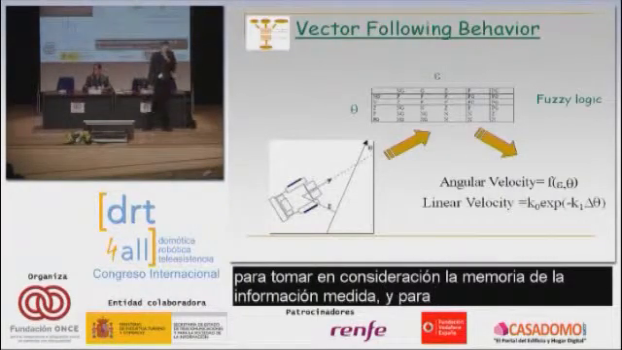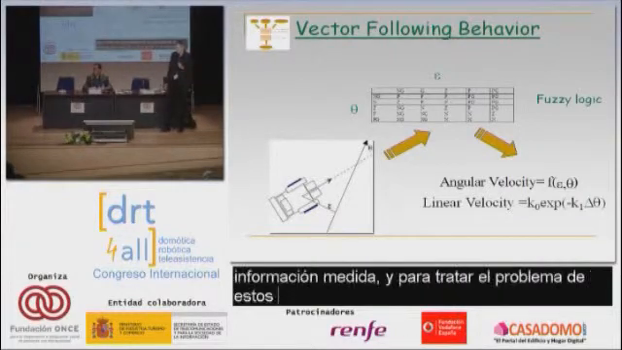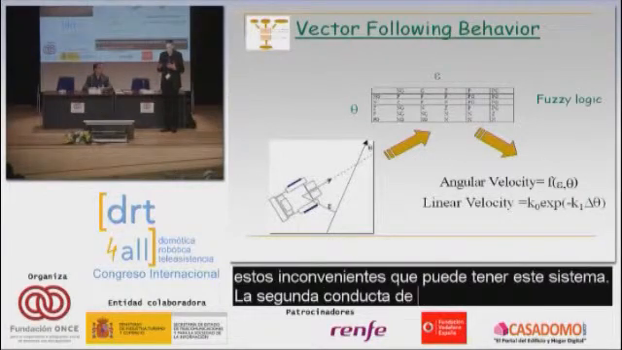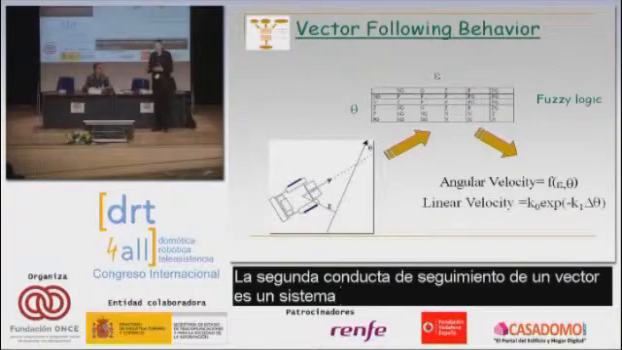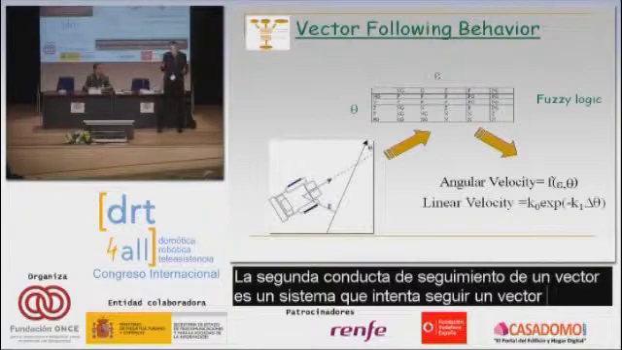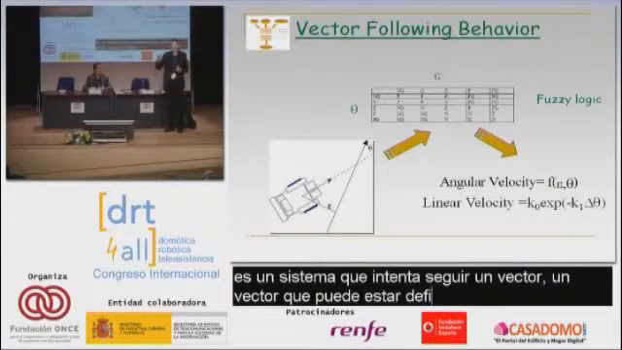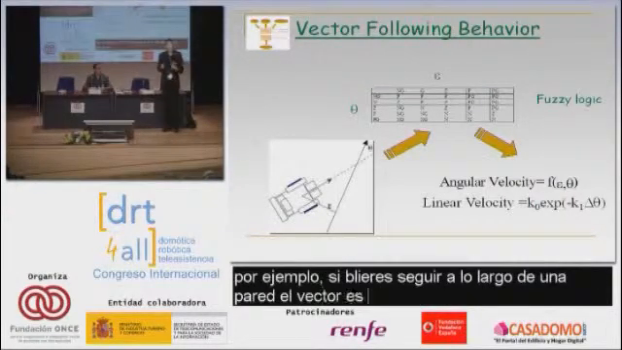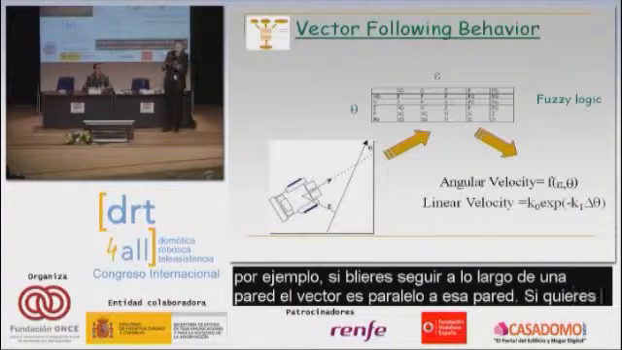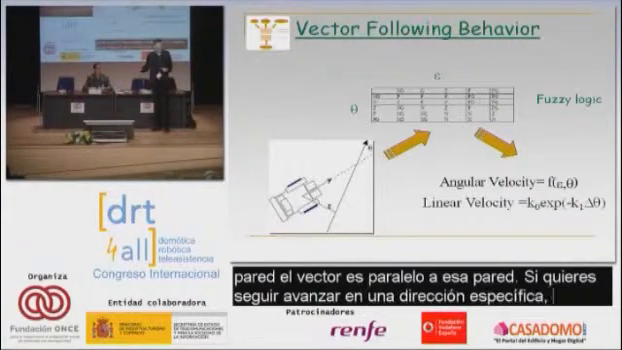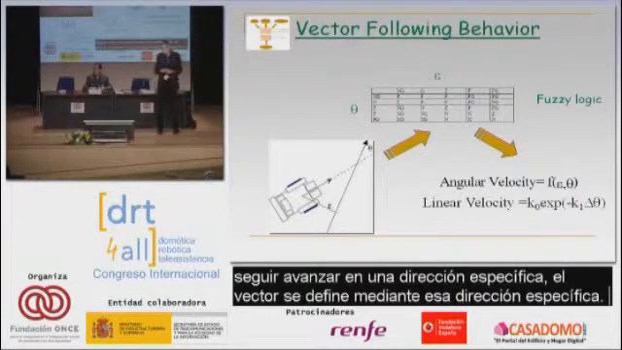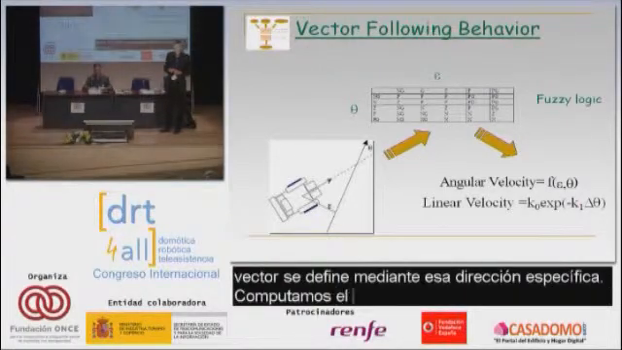The vector following behavior, the second behavior, is only a system that tries to follow a vector. The vector may be defined by anything. For example, if you want to follow a wall, the vector is parallel to the wall. If you want to follow a specific direction, the vector is defined by the specific direction. And with a system, with a technology of fuzzy logic, we compute the best angular and linear velocity.